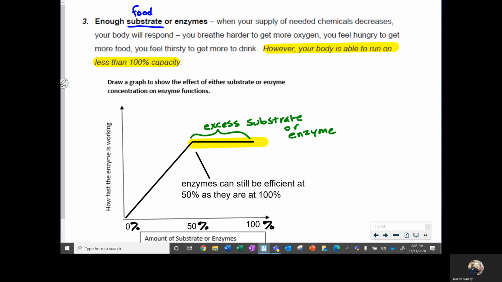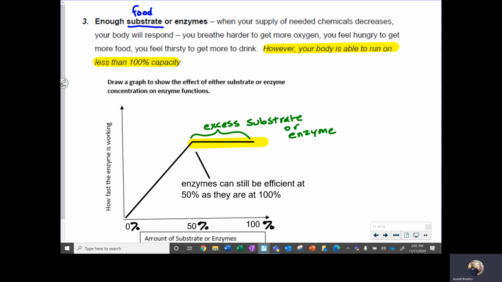So when your supply of needed chemicals decreases, your body will respond. You'll breathe harder to get oxygen. You'll feel hungry to get more food. You'll get thirsty to get more drink. So those are some ways in which you get what you need.